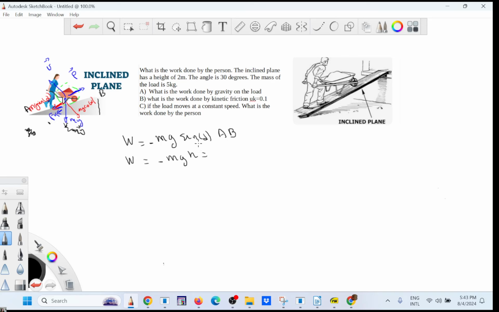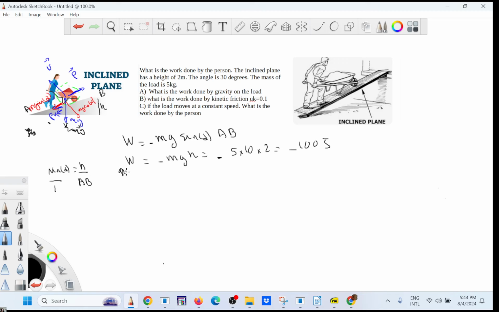It's going to be minus mgh, right? Because sine alpha equals opposite, which is h, over hypotenuse. So that work will be minus the mass, which is 5, times 10 times 2. So that's going to be minus 100 joules. So you have to do work against gravity.